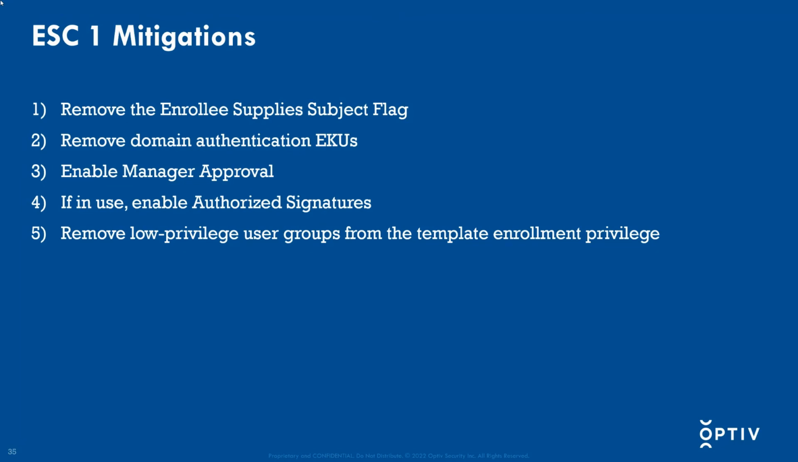And then at the very biggest level is that you just would remove that low privilege user group from the template enrollment privilege, and you would really dial in on the specific users that should have access to enroll on this object. So removing the domain computers, removing the domain users, and perhaps setting a specific security group with members of who should be able to enroll.